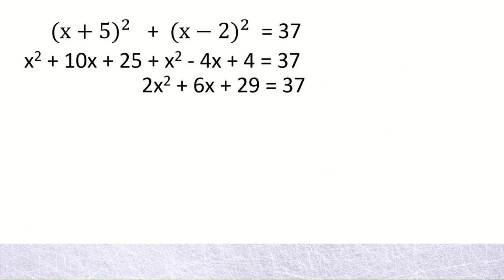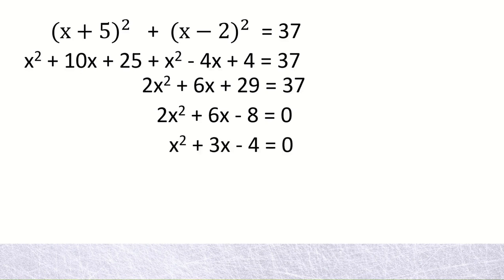After you expand, you will get 2x squared + 6x + 29 = 37. You transfer 37, it becomes 2x squared + 6x - 8 = 0. Divide all the terms by 2, you will get x squared + 3x - 4 = 0. You get the factors of negative 4 that add to 3. You will get (x - 1)(x + 4) = 0.